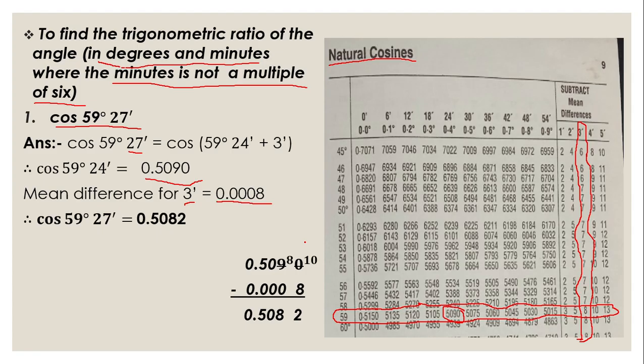So, 0.5090 minus 0.0008 is 0.5082. So, this value 0.5082 is the cos of the 59 degree 27 minute. So cos of 59 degree 27 minute is 0.5082.